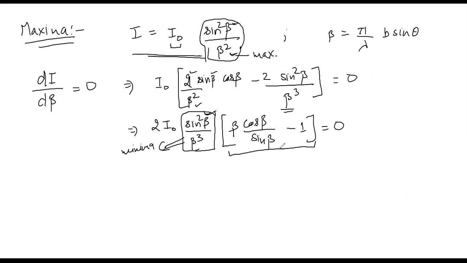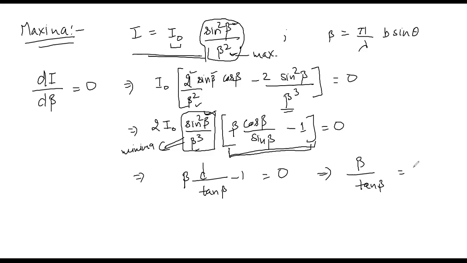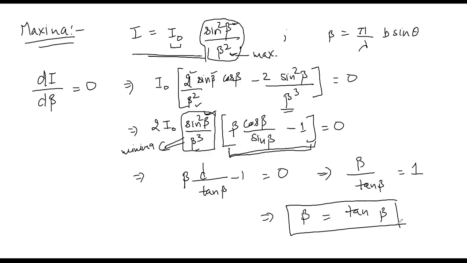The second scenario is if this second term is equal to 0. That means we are saying that beta upon, I can write it as cot beta, or I can also write it as 1 upon tangent beta, minus 1 is equal to 0. Or I can say that basically beta upon tangent beta is equal to 1, or beta is equal to tangent beta. Whenever this condition is satisfied, you will get a maxima at that point.